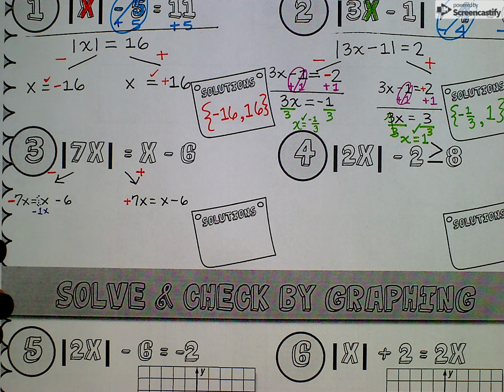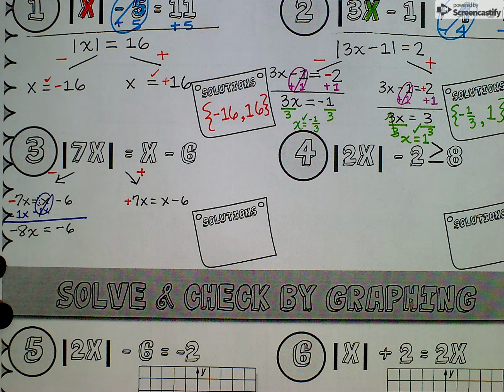That leaves me with negative 8x is equal to negative 6, and the same step as before to get my x alone, I would divide by the coefficient of negative 8 on both sides. Negative 8 over negative 8 reduces to 1, leaving me with x is equal to 6 over 8, which of course could be reduced to x is equal to 3/4. Let's go ahead and do the other side, the positive version.